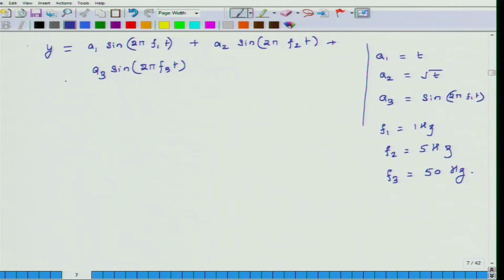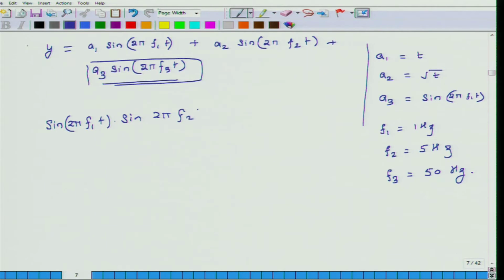Now what is happening is that at around 50 hertz in the graph, you are seeing two frequencies. You are not seeing one frequency. We will see that again. And why is this happening? We will look at this component in detail. Your A3 is basically sine 2 pi f1t times sine 2 pi f3t, which is sine 2 pi t times sine 2 pi times 50 times t. This is what is there.